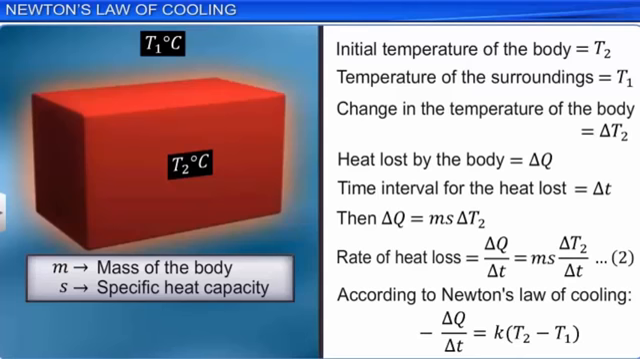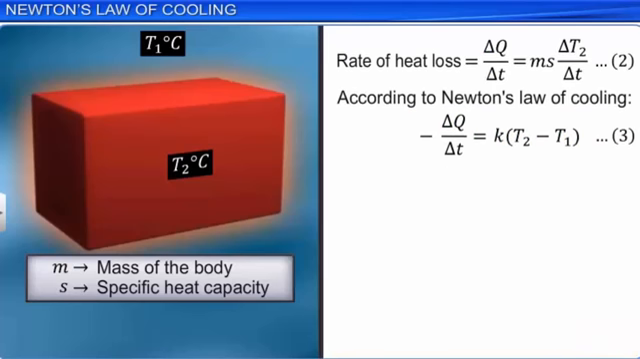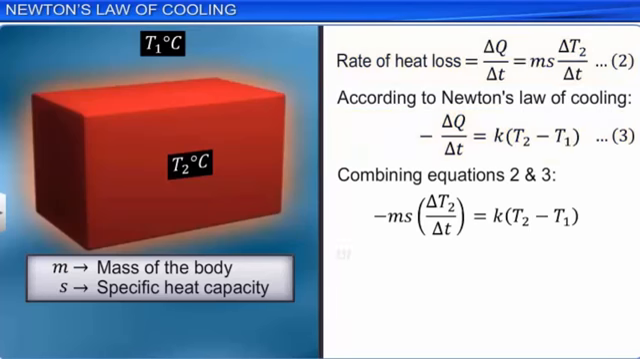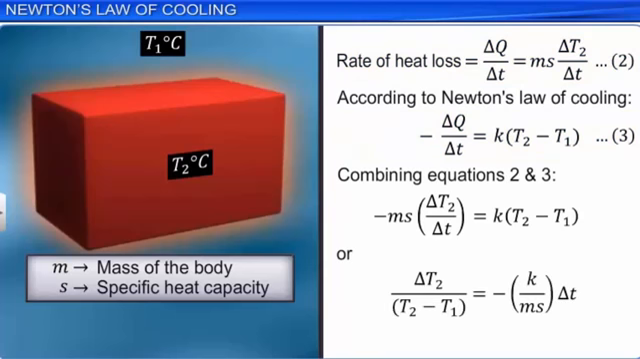Let this be equation 3. Combining equations 2 and 3, we get minus MS into delta T2 by delta T is equal to K into T2 minus T1, or delta T2 by T2 minus T1 is equal to minus K by MS into delta T. Let this be equation 4.